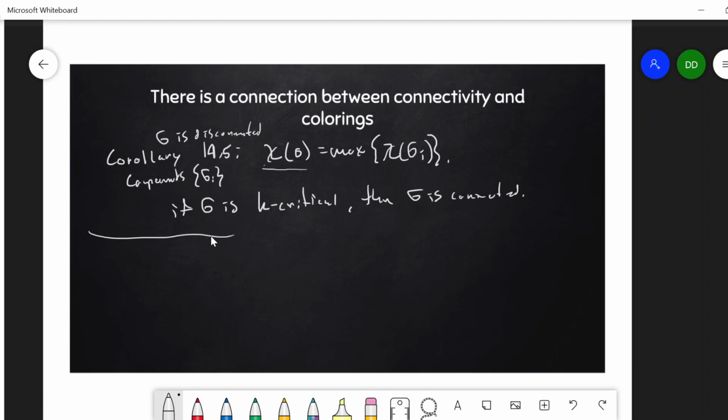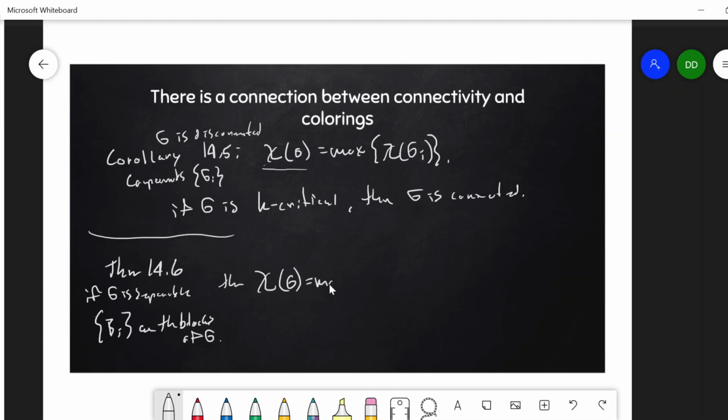And then remember theorem 14.6, which said that if G is separable, and the B sub i are the blocks, the maximal non-separable subgraphs of G, then we have that the chromatic number of G is the maximum of the chromatic numbers of each of the blocks.